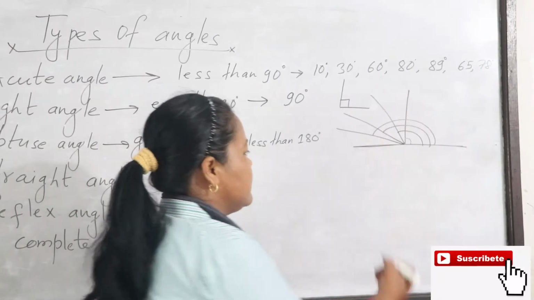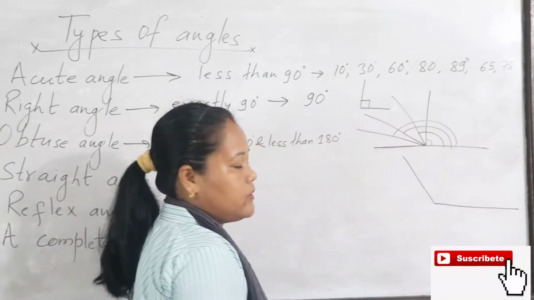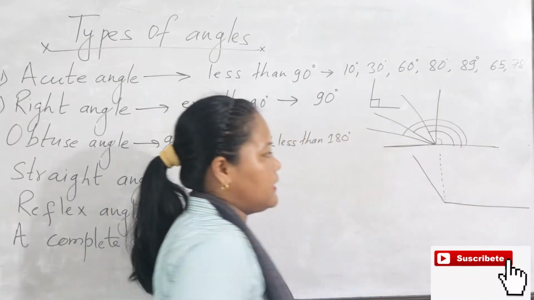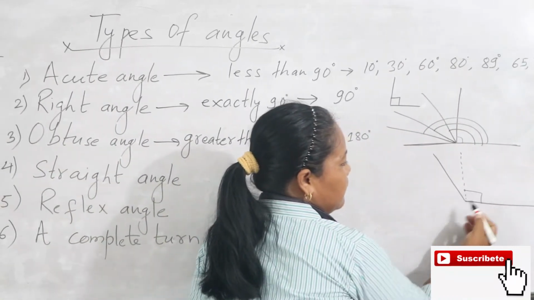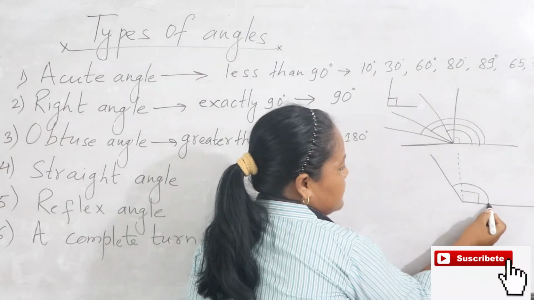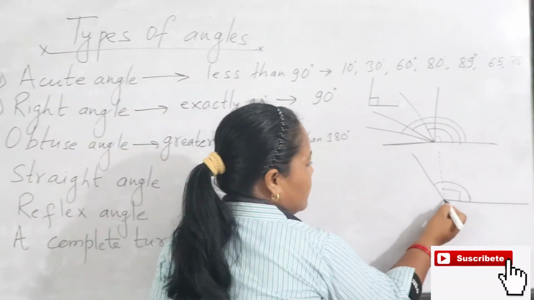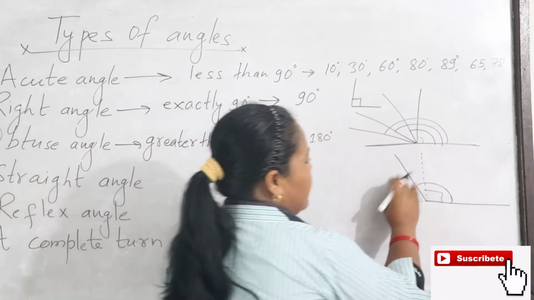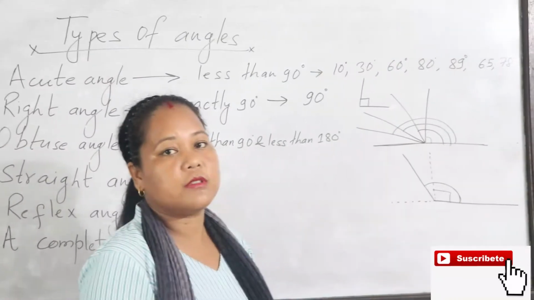This type of angle, they are obtuse angle. 90 degree will be here. This is 90 degree and this is more than 90 degree. Yes, this angle is more than 90 degree. And look, this is 180 degree. This is less than 180 degree. So this is obtuse angle.